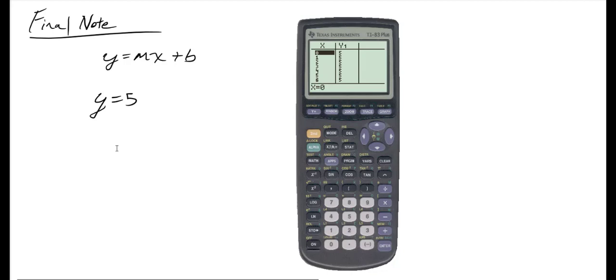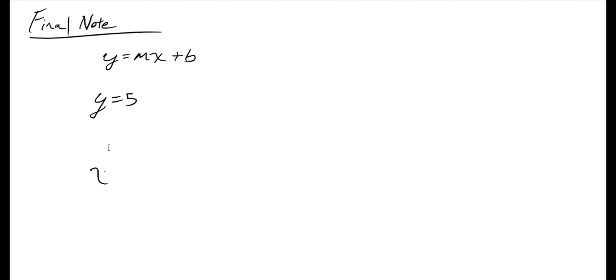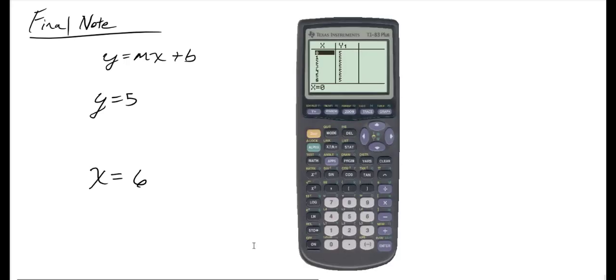And then we also saw vertical lines, right? Like x equals 6. This is going to give us a vertical line. However, you can't generate that on a TI calculator because of the way it's set up. It's only going to take equations of the form y equals. So you won't be able to graph any vertical lines on a TI calculator, as far as I know.